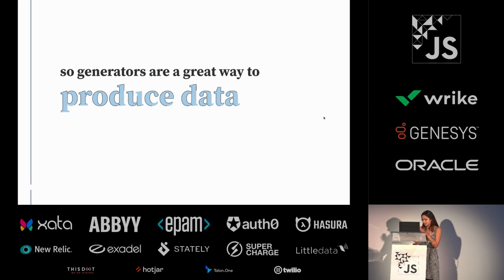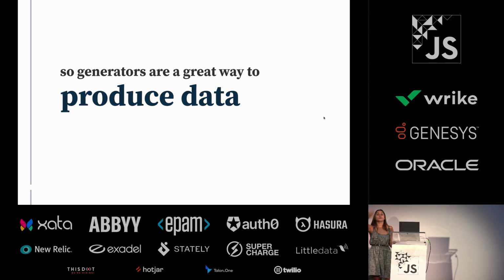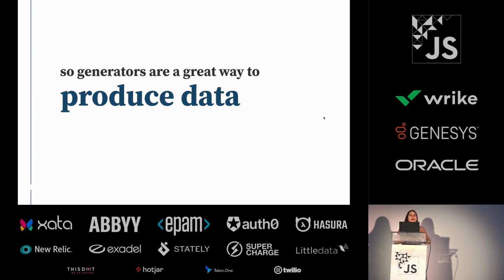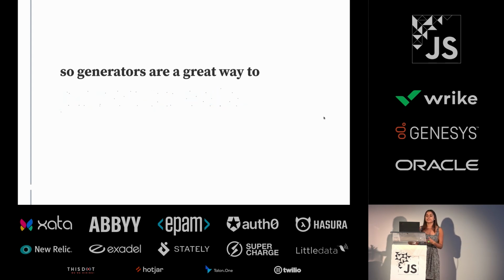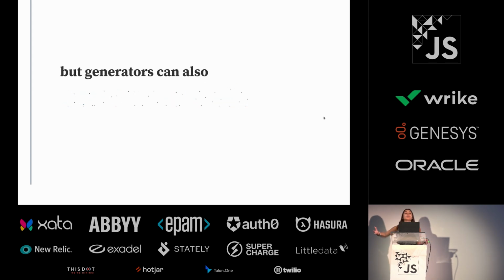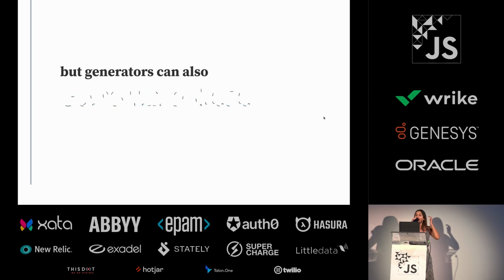So what we've seen is a bunch of ways that generators can be really useful to produce series of data. All right, so what we have is we have sequences, we have async sequences coming in. Generators work really nicely as data producers. But it gets even cooler because they can also consume data. What? Just chew on that for a second.